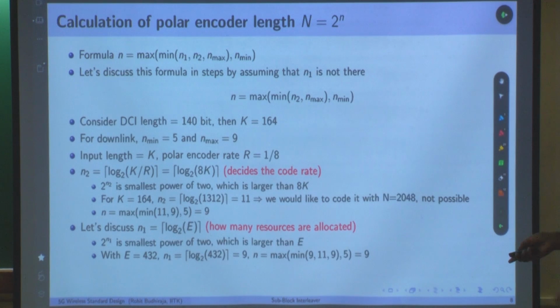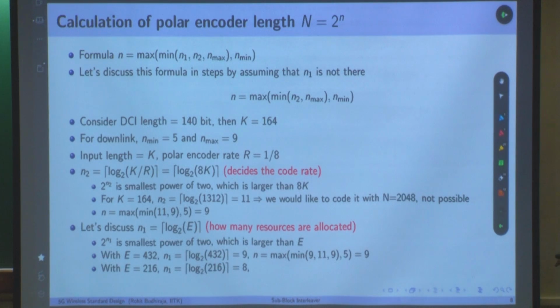I'll take another example. Let's say in this case E is 216. The payload remains the same. When I say E is 216, I'm not changing the K. K will remain as such, 164. What am I saying here? In this case, the user is allocated only 216 bits. So E is 216. What will happen to N1? N1 will reduce to 8 because it is less than 256. So you will get N1 as 8.